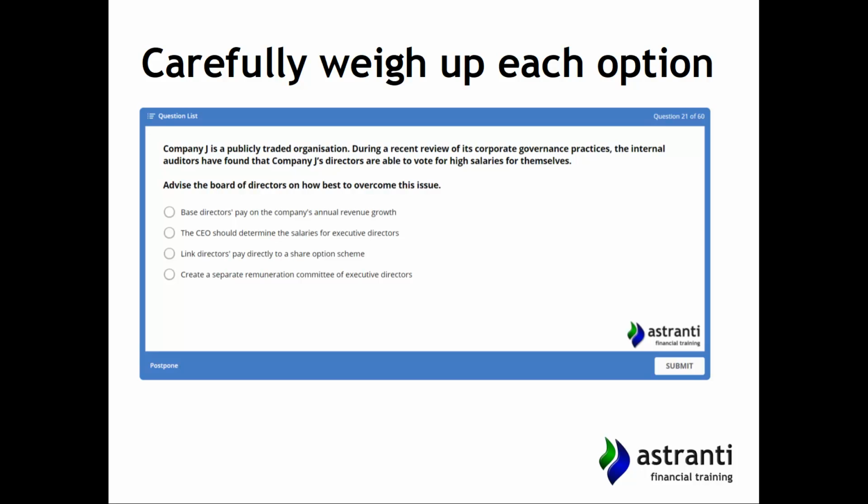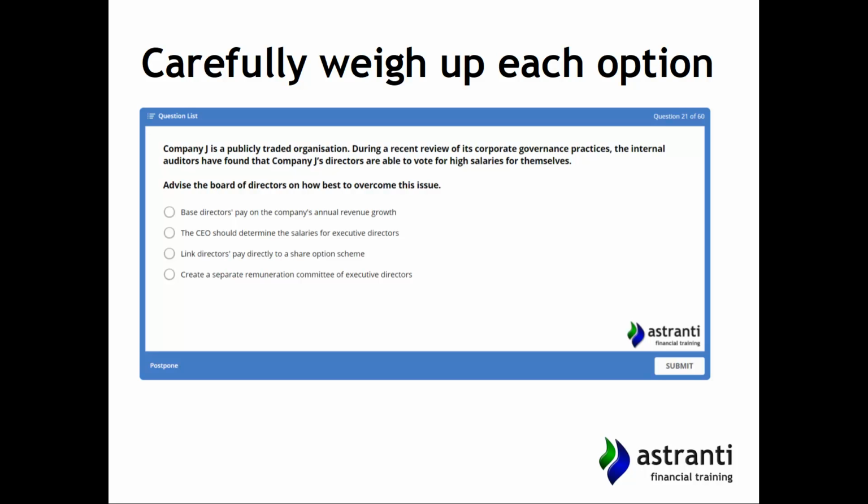So as an example, a question I have on screen now talks about the directors of a fictional company being able to vote to give themselves high salaries. So we need to advise this company on the best way to overcome this issue. So as an example of an incorrect response to this question that could potentially appear to be correct, could be to say that the CEO should determine the salaries for executive directors, as of course this would solve the problem of directors being able to vote themselves high remuneration.